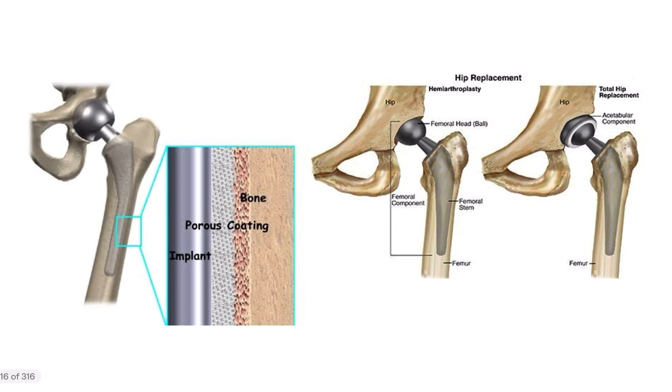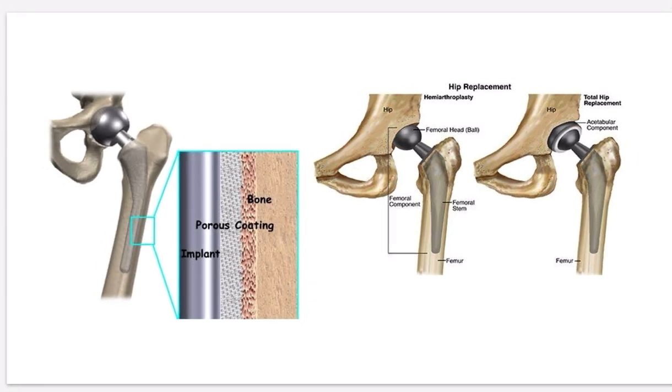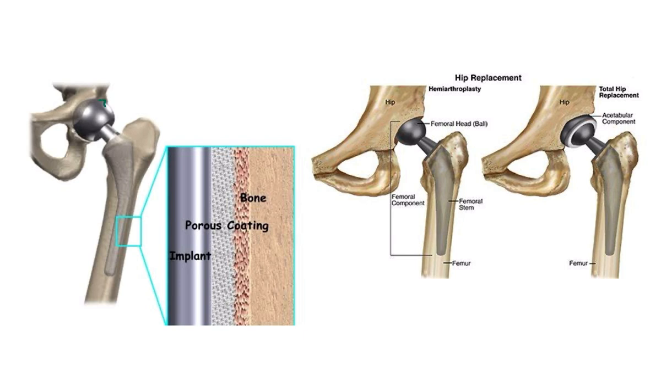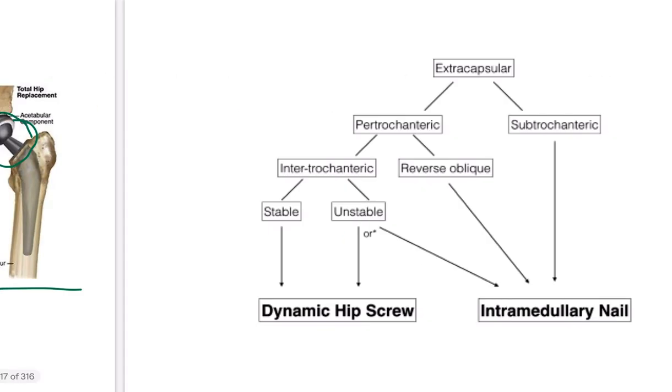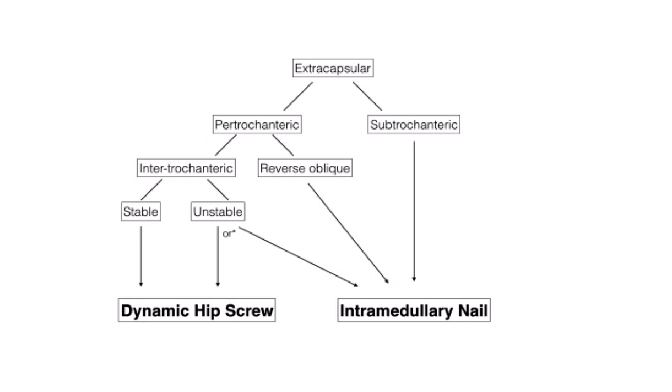In this picture we can see the hemiarthroplasty. That means this is the femoral head part. When only the femoral head part is inserted, this is called hemiarthroplasty. In this picture and this picture also, we can see only the femoral head part. So when only the femoral head is replaced, it is called hemiarthroplasty.